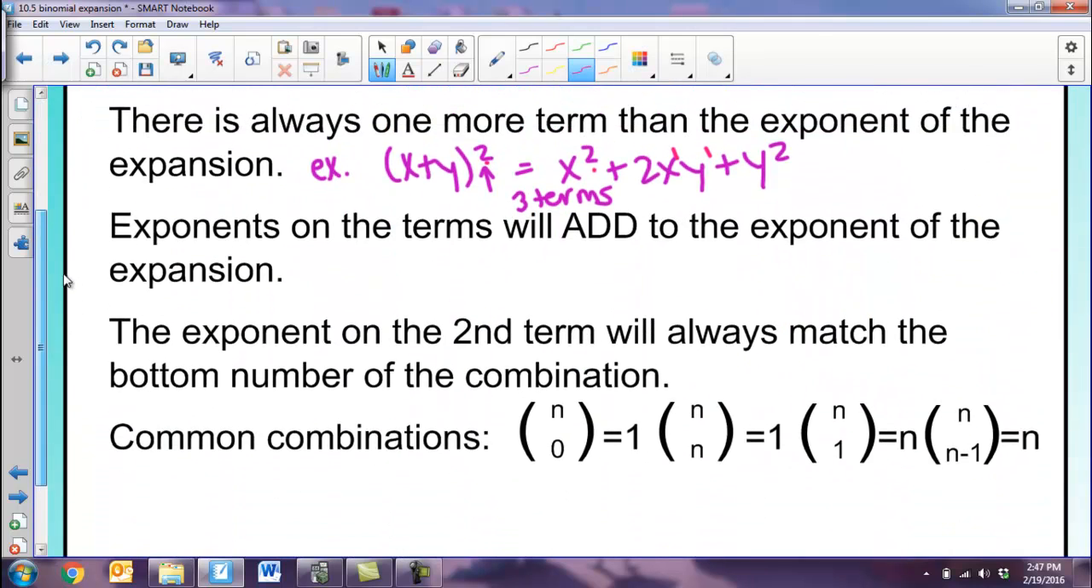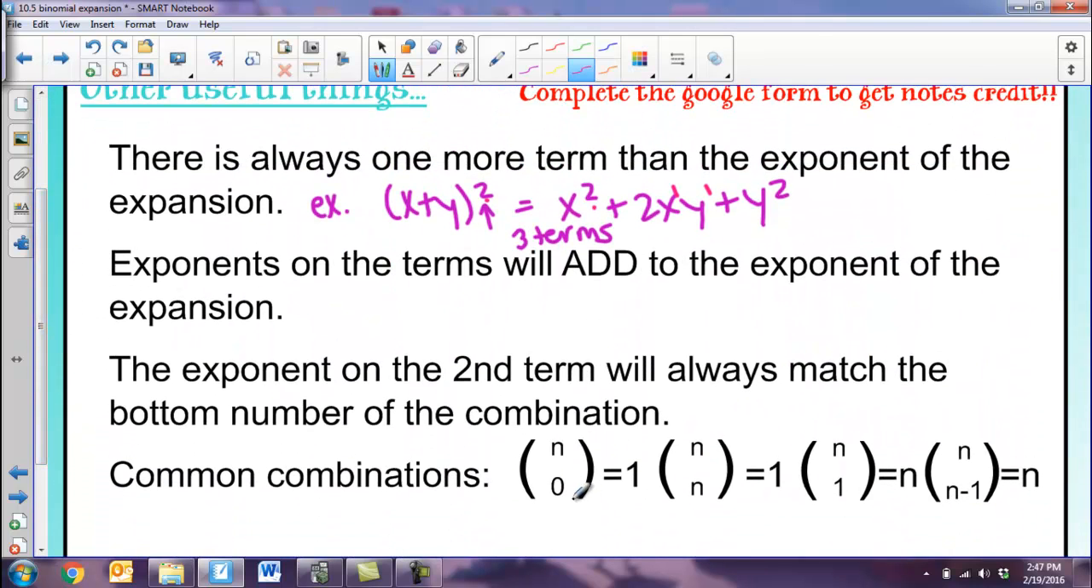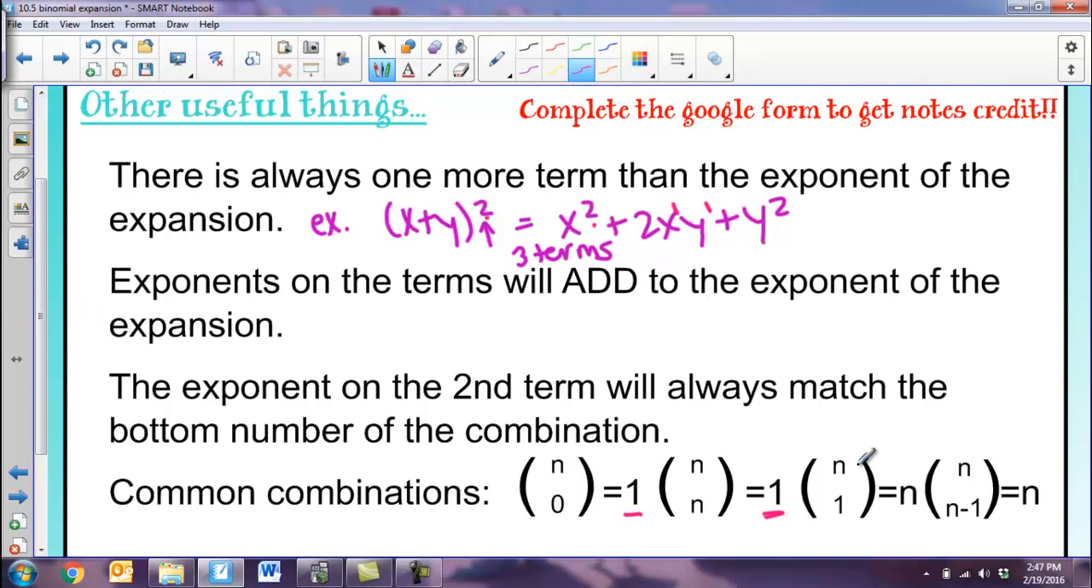And finally, these are some common combinations that you're going to see. Whatever number choose 0 is always going to be 1. Whatever number choose itself is always going to be 1. If you have n or some number choose 1, it's going to be that number. So 5 choose 1 would be 5. And then n choose n minus 1. So if I had 5 and then the number underneath that is 4, that's just going to get me 5 as well. Okay, and you can always use your calculator for that. That's just kind of a shortcut.